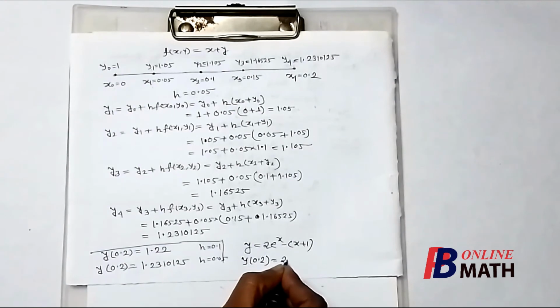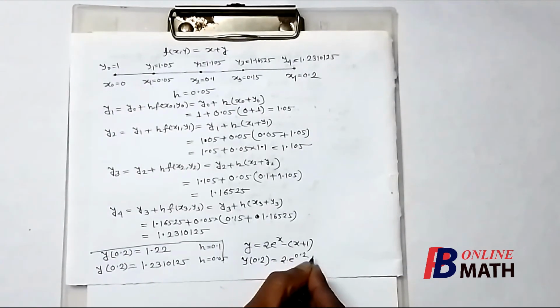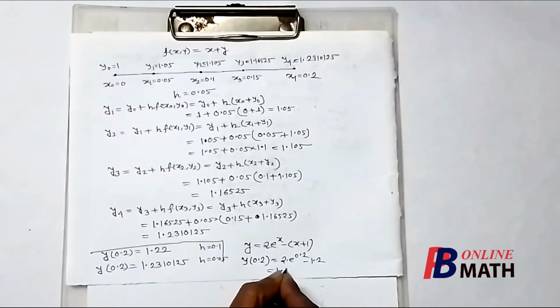Now if we find the value of y at the point 0.2, then we shall get that this value is 2 into e to the power 0.2 minus 1.2. This is equal to 1.2428 up to 4 decimal places. So this is the exact value, that means the exact solution, correct up to 4 decimal places.